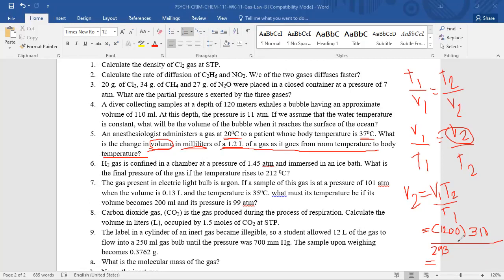Okay, so recompute natin. 1,200 times 310 divided by 293. That is 1,269.62. Okay? So, tama ba? Tumaas ang volume. Tumaas ang temperature from 20 to 37 or from 293 to 310. Therefore, dapat tataas din yung ating volume. So, tumaas siya kasi from 1,200 naging 1,269. Next question. Number 6.